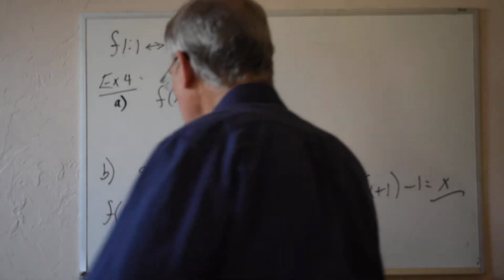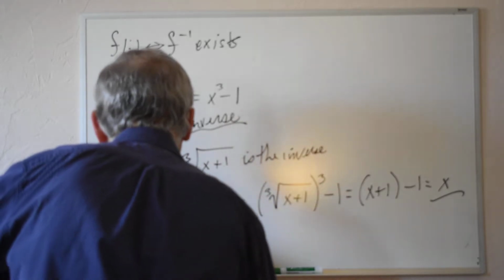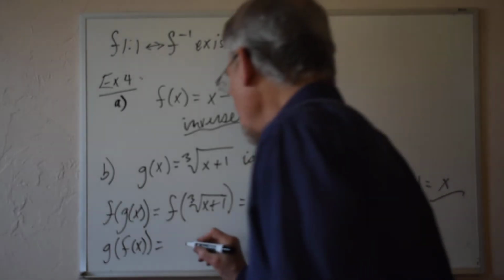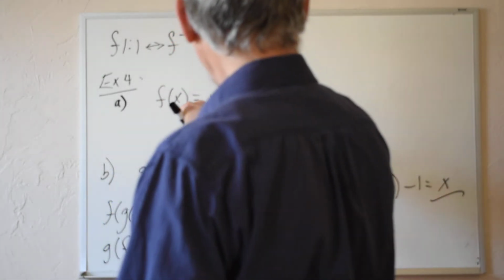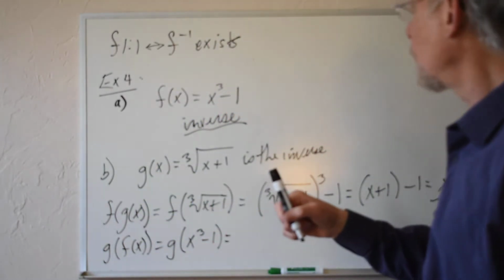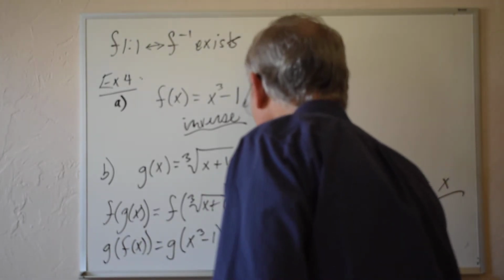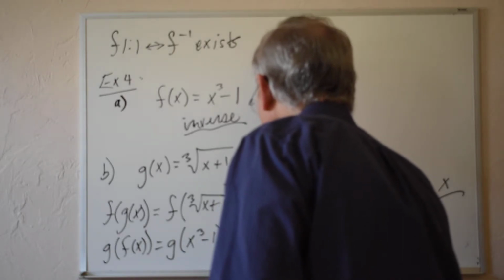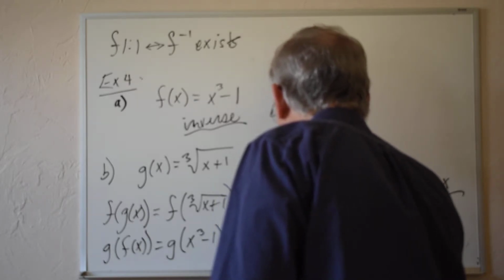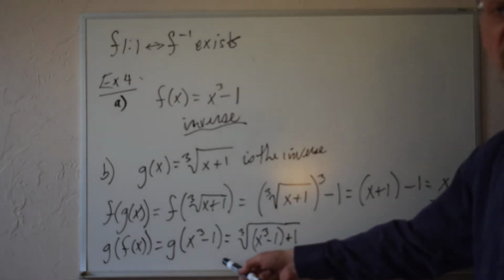However, the job's not complete until you show the same thing happens this way. Let's take g of f of x. So we replace f of x by x cubed minus 1. And then we know that g is the function that takes the cube root of whatever you give it, with 1 having been added to it. So we're feeding it x cubed minus 1, and we add 1 to that, and then take the cube root of the whole thing.